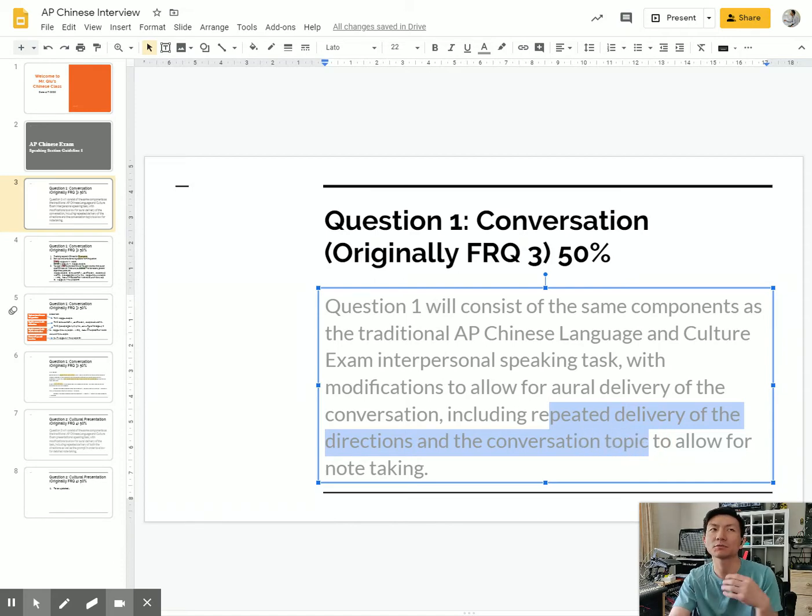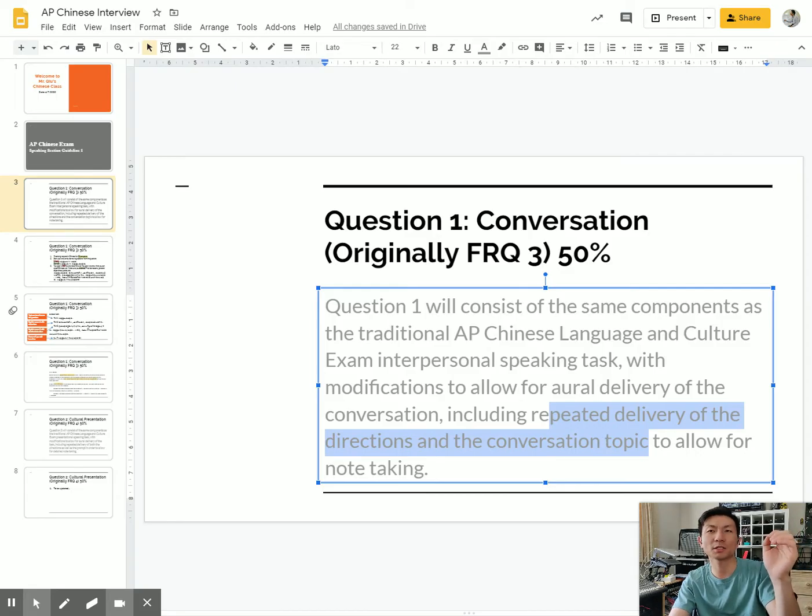So I don't know if they are repeating the instruction at the beginning of the section, telling you what you're supposed to do, or if they are going to be repeating the question several times, 2 times? But it doesn't really matter.